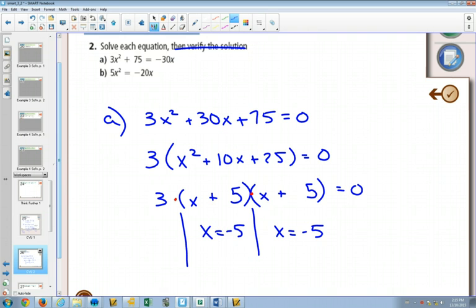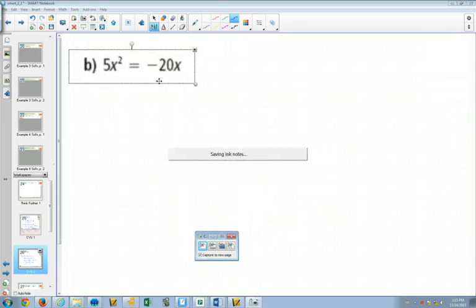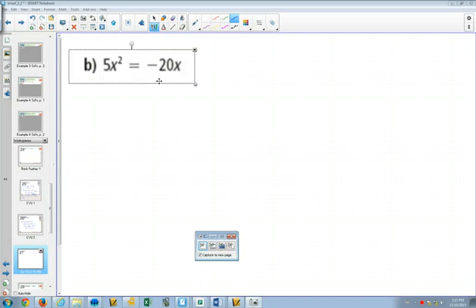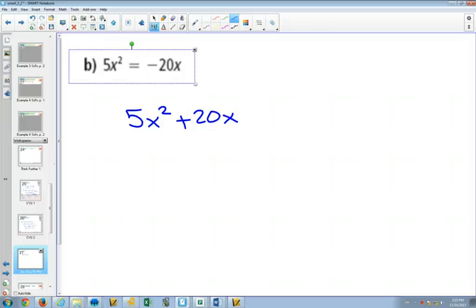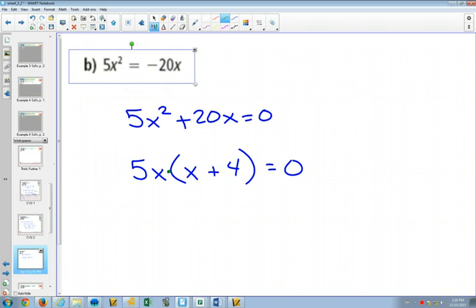For part B, again, we have x's on both sides. I'm going to add 20x to both sides to make it equal to 0. Is there a common factor here? 5x. So you pull that out, you're going to be left with x plus 4, still equal to 0. Is there any more factoring you can do? No. So now our multiplication is right here. You can split it right there.